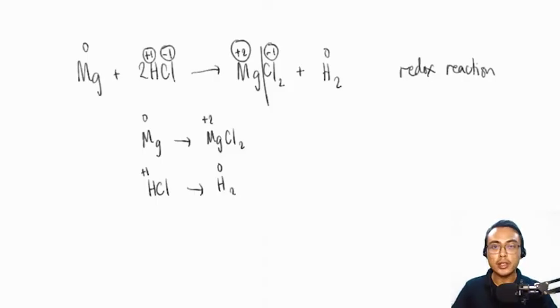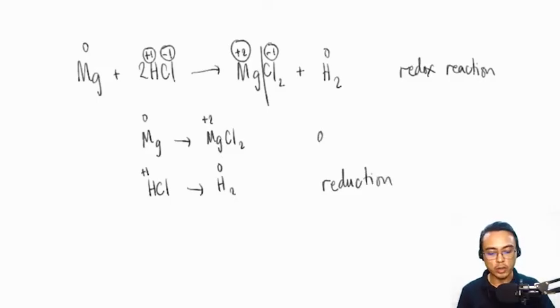Again, reduction is the gain of electrons. So which among these two equations displayed a gain of electrons, or which among the elements became more negative? If you take a look at magnesium, from 0 it became +2, so it became more positive, while for hydrogen, from +1 it decreased to 0. So the decrease in the oxidation state signals reduction. Therefore, our second equation is our reduction equation. That makes our first equation the oxidation equation, and oxidation manifests as an increase in oxidation state. That happens to magnesium. From 0 it became +2.